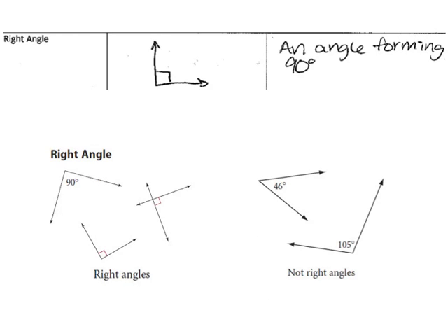Okay, here is a right angle. It is an angle that makes a 90-degree angle. And here are some examples of a right angle. These also make perpendicular lines. You usually see it with a half square right here. So that's the symbol for a right angle or 90 degrees. Here are some examples of angles that are not 90 degrees. Alright, next example.